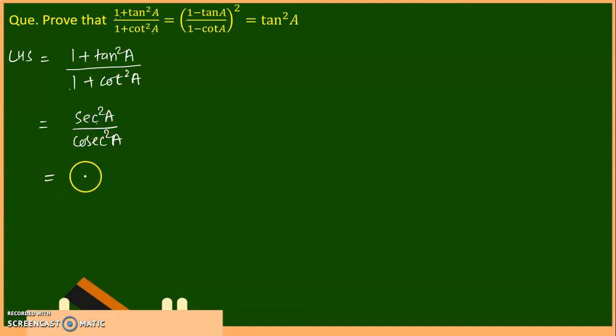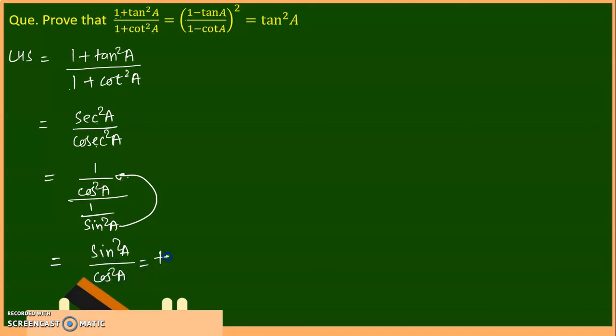So sec square A can be written as 1 upon cos square A, and cosec square A can be written as 1 upon sin square A. So this sin square A will go into the numerator. So here we get sin square A divided by cos square A, that is equal to tan square A. That is what we need to prove here on the right hand side. Also second thing, here we have to prove 1 minus tan A upon 1 minus cot A whole square is also equal to tan square A.